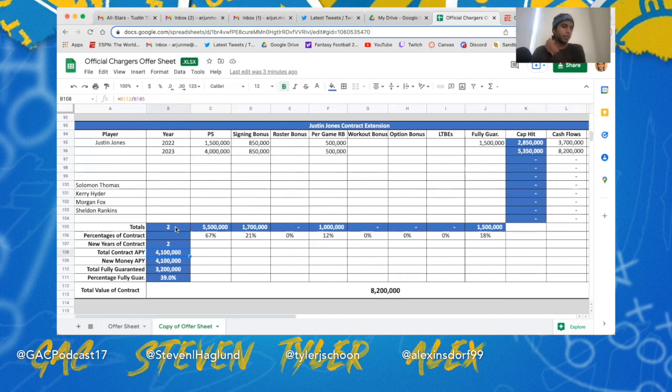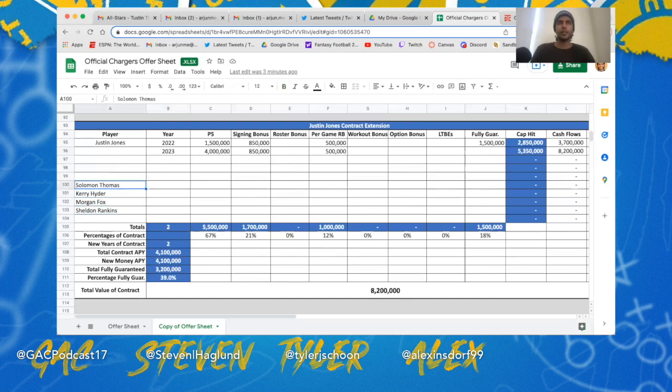So the contract I drew up: 2 years, $8.2 million total, 4.1 mil APY, 3.2 fully guaranteed with a 1.7 mil signing bonus in year 1, base salary fully guaranteed. So the players that I based my contract off for Justin Jones: Solomon Thomas, Kerry Hyder, Morgan Fox, Sheldon Rankins.